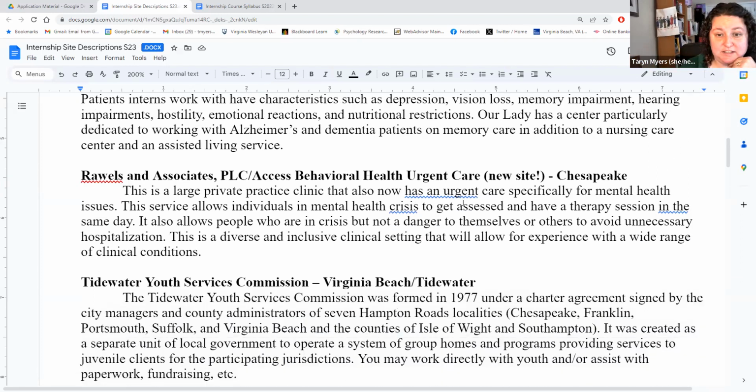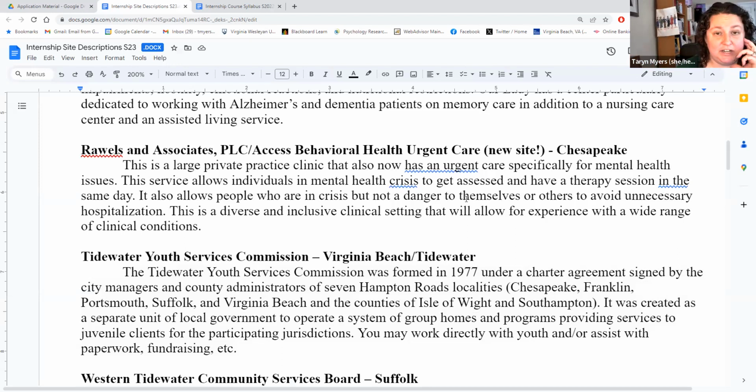Rowles and Associates was a new site last year, and Hannah, who was there, had such a great experience. They really tailored it to what she's interested in. So this is a private practice. Hannah was able to sit in on assessments of incoming patients. It also has a patient first, like urgent care but for mental health issues, and I know Hannah did some work on that side as well. So this is a really cool site.